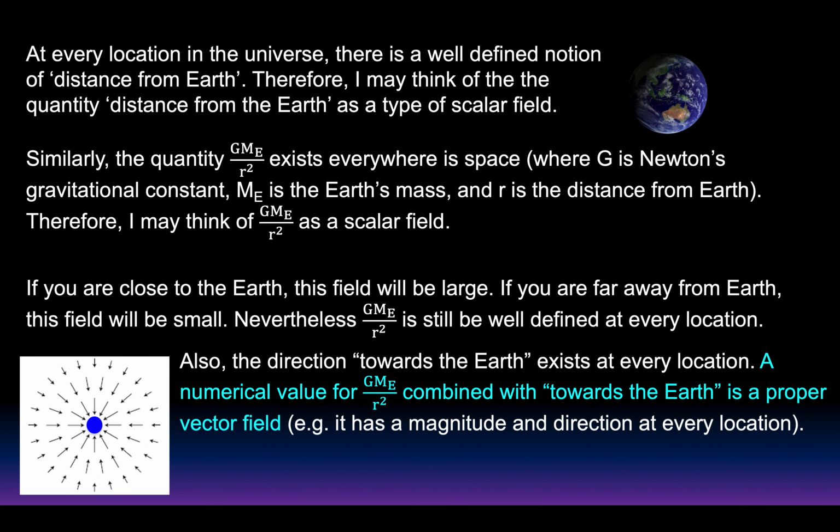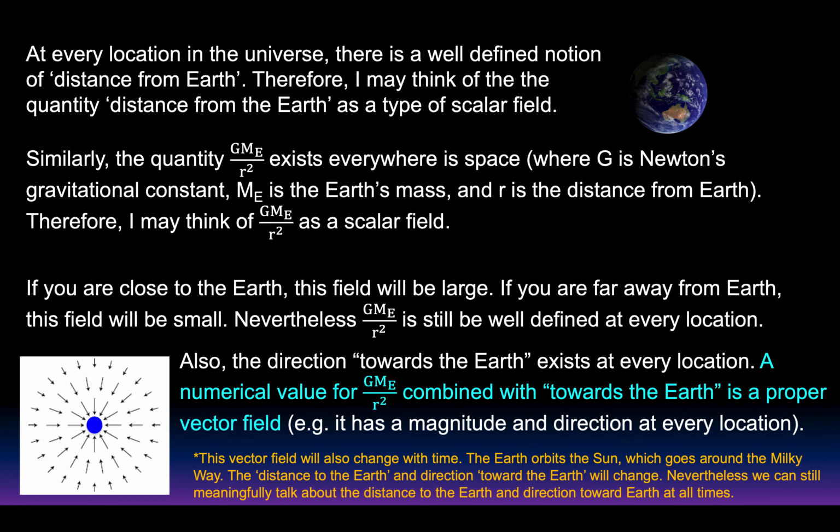Also, everywhere in the universe, there is a notion of the direction towards the Earth. If you move to a different location, that direction might change, but that direction still exists everywhere in the universe. So I could say the numerical value GM over r squared combined with the direction towards the Earth is a proper vector field. It has both a magnitude and a direction.